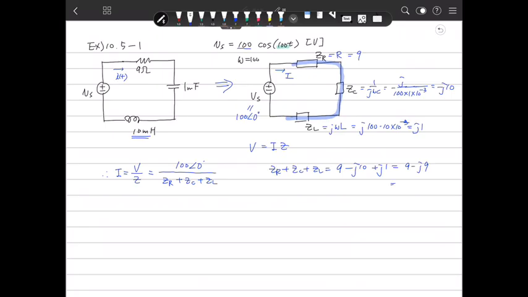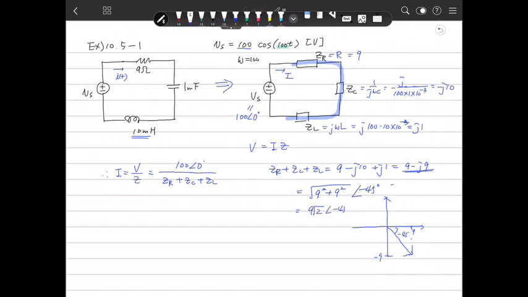So this is the rectangular form. You can transfer that to polar form. We have exercised how to calculate in the polar form previously. There's the root of 9 squared plus 9 squared, and the angle is arctangent. Actually, we can get the angle in the plane here. It's 9, this is minus 9 here. So there's minus 45 degrees. So there is 9 root 2 at minus 45 degrees.